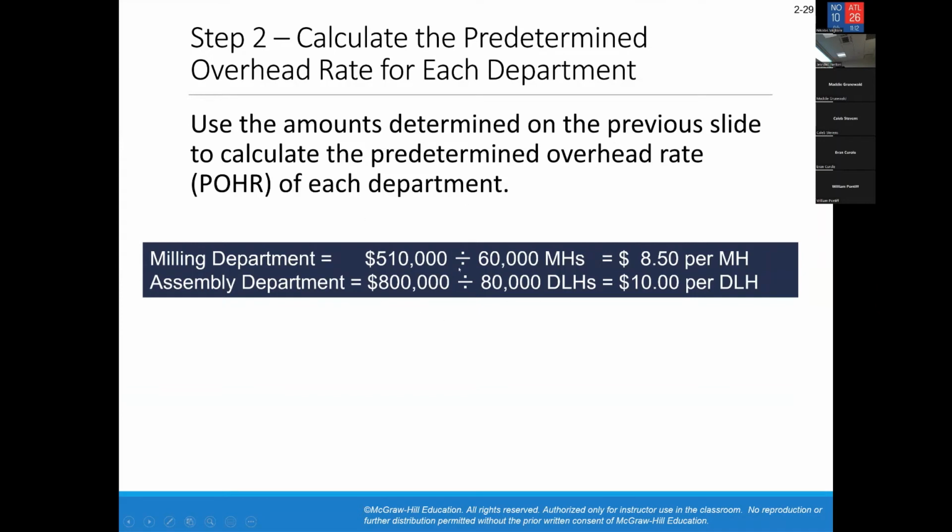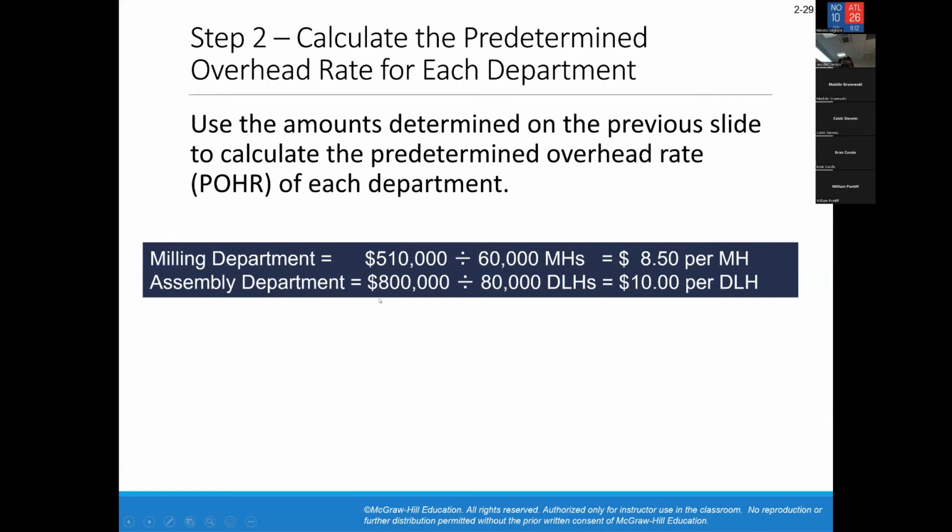Okay, so here's my totals right here. And how do we calculate that predetermined overhead rate? Remember the formula. We're going to take the total estimated cost and divide that by the estimated allocation base. So for milling, it's the machine hours. And for the assembly department, it's those direct labor hours. And this comes right off that chart that we looked at on that first screen. So once we calculated the total cost for each department, we can do this now. So we have the milling department with 510 total costs divided by our allocation base of 60,000 hours gives me 8.50 per machine hour.